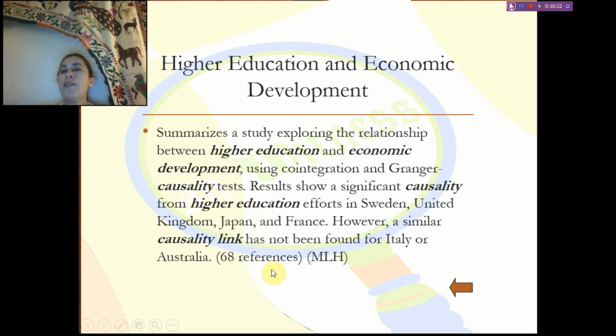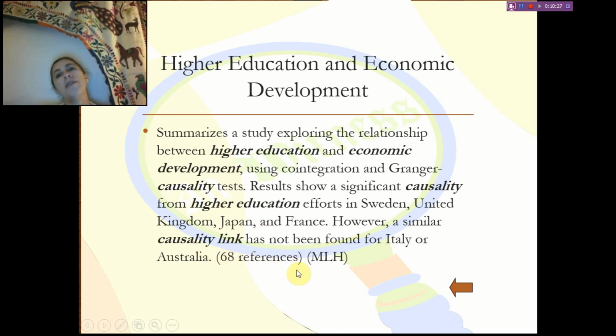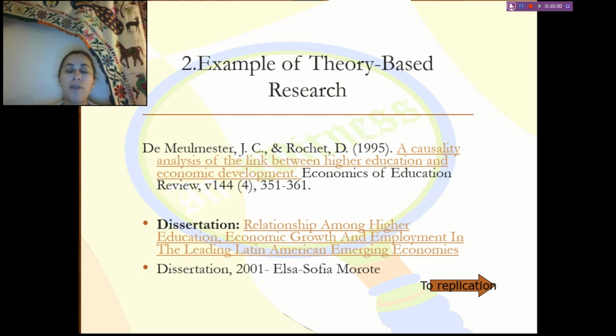And the magic of finding this article is this: 68 references. I was creating my literature database. I already had 68 references that matched my personal interest. That's what you need to do. And this is my dissertation. My dissertation, finished 2 years after, was on the relationship among higher education, economic growth, and employment in leading Latin American emerging markets.